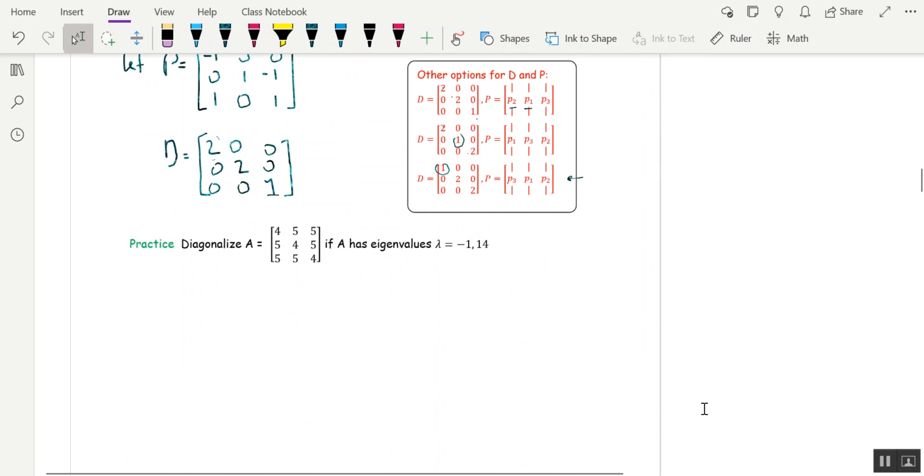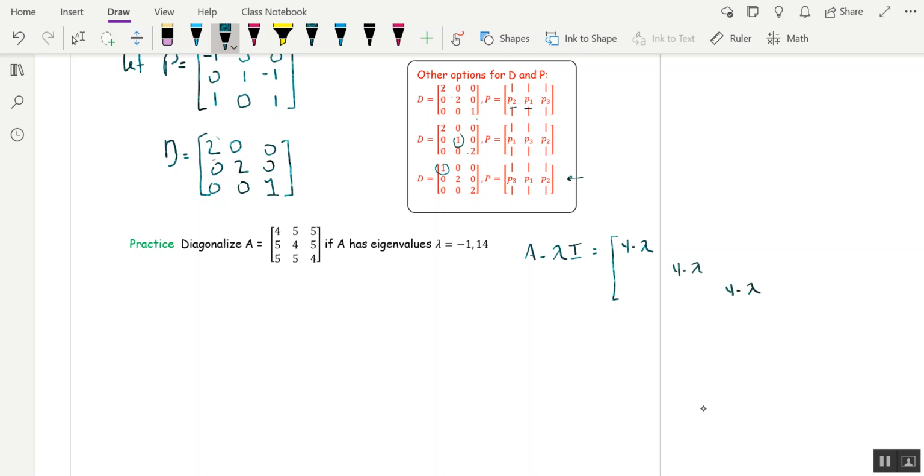So let's make this go as quick as we can. A minus lambda I, I'm going to put over here, that's the matrix. 4 minus lambda, and then 4 minus lambda, 4 minus lambda. Those go in on the diagonal, and everything else is a 5. So we're given our eigenvalues. So let's start with lambda equal -1. I want to solve A minus -1 I, which is A plus I, times x equals 0.